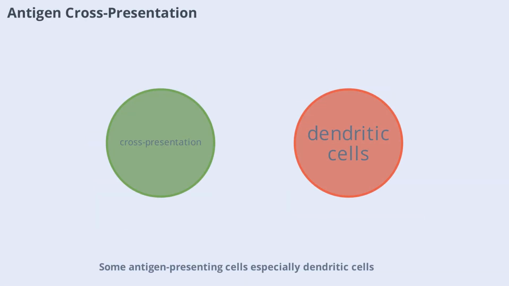Antigen-presenting cells, especially dendritic cells, can perform cross-presentation. This means they can present exogenous antigens on MHC class I molecules, a process usually reserved for endogenous antigens. Cross-presentation is important for initiating immune responses against certain viruses and tumors that do not directly infect antigen-presenting cells. It ensures that cytotoxic T cells can be activated even when the source of antigen is external.